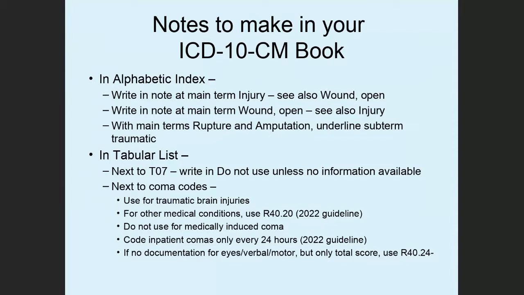There's a lot of stuff with the coma codes. Write in "used for traumatic brain injuries." For other medical conditions, use R40.20. Do not use for medically induced coma. Code inpatient comas only every 24 hours. And if no documentation for eyes, verbal, and motor, use only the total score. Okay.